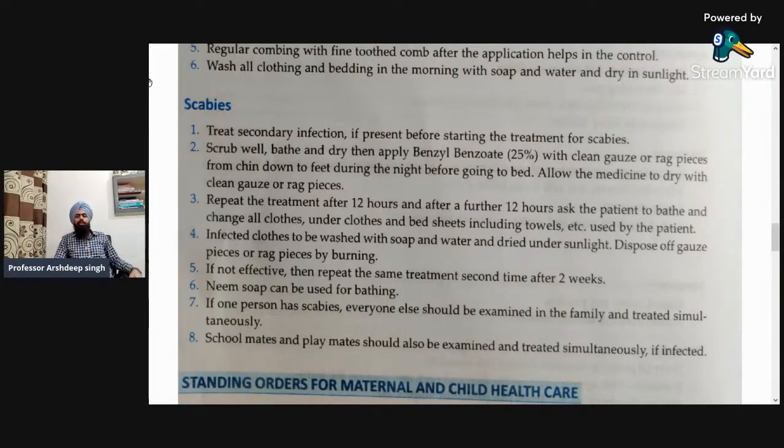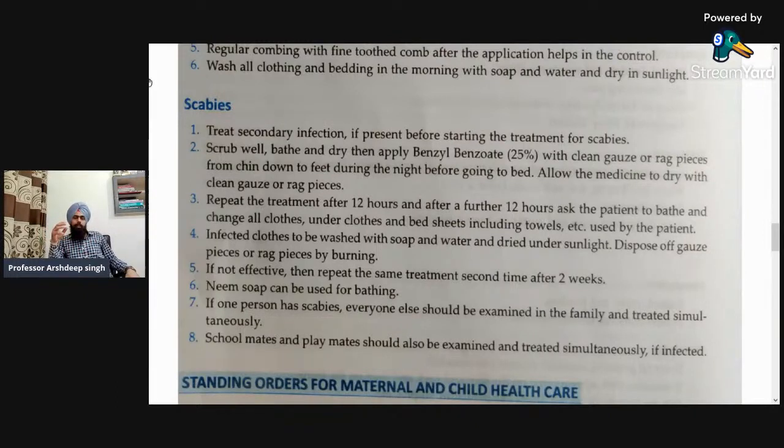Dispose of the gauze pieces or the rag pieces by burning. So the different pieces of gauze by which we have applied the benzyl benzoate on the body, we have to dispose of them so that they might not transfer the infection from one person to another. Next, if not effective, then repeat the same treatment a second time after 2 weeks. And neem soap can be used for clothing.